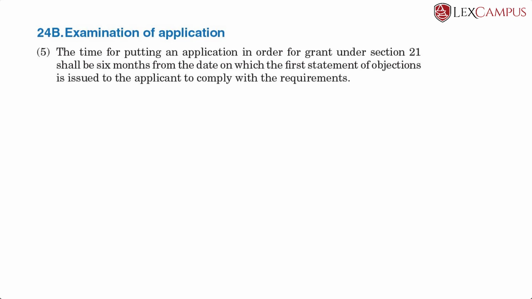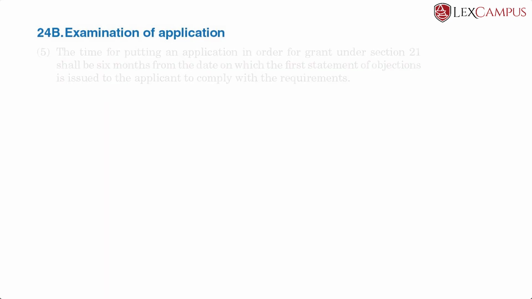The other way in which this provision can be interpreted is that every objection that comes out of the first statement of objection has to be addressed within the first 6 months of the date on which the first statement of objection is issued. There will be a strict interpretation of the provision, and patent applicants are likely to have issues in prosecuting applications if a strict interpretation of this provision is applied.